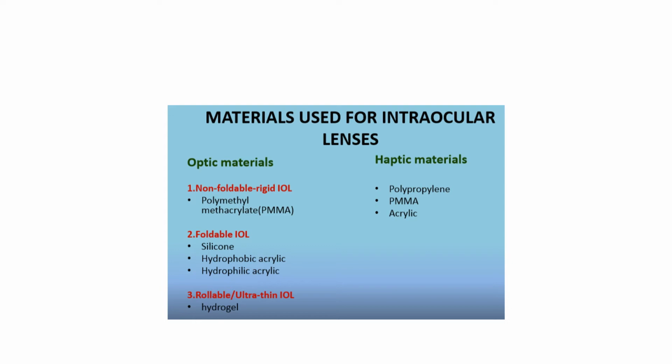The third variety is a rollable or ultra thin IOL. These are used to be inserted through a very small incision. They are usually made up of hydrogel lenses. And the haptic materials are usually made of polypropylene, polymethyl methacrylate, or acrylic.